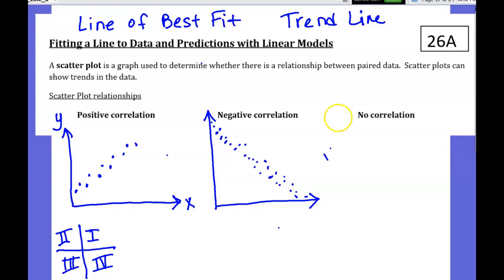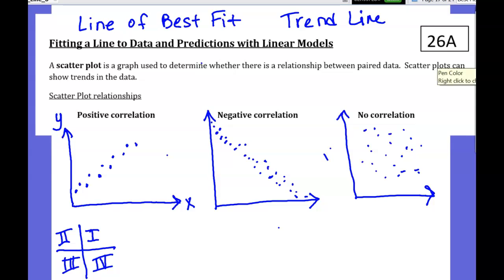Now if you had data values that really had no pattern at all, they're all over the place like that, these are all data points, that's no correlation. So positive, negative, and no correlation. What we're going to focus on today is the line of best fit, or the trend line.